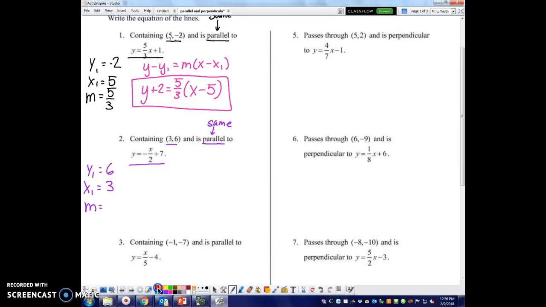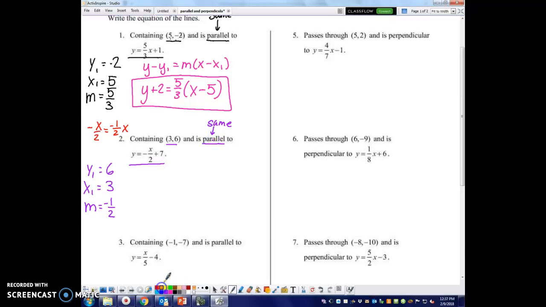Let me show you. So if you have negative x over 2, that's the same thing. Remember there's an invisible 1 here? It's the same thing as saying negative 1 over 2 times x. Same thing. So what's our slope? Negative 1 over 2. Okay? Because it's the same as that.